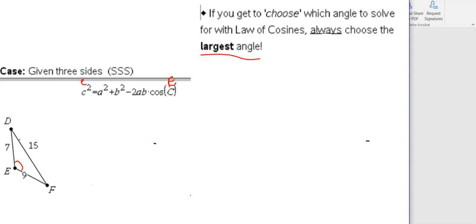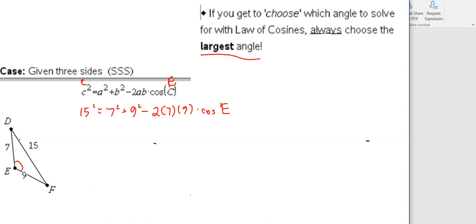So let's set it up. And that's not the hard part. I'll show you what the hard part is here. So we do actually know what little e squared is here. So this is going to be 15 squared equals 7 squared plus 9 squared minus 2 times 7 times 9 times cosine of C, which in this case is angle E.